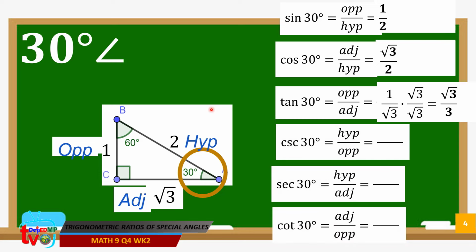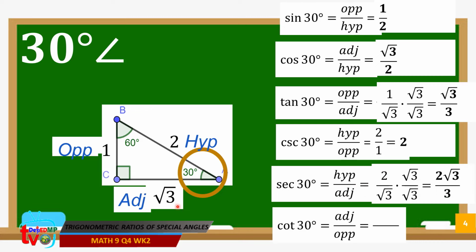Let us start with cosecant 30 degrees. That's hypotenuse over opposite. So 2 over 1 is 2 divided by 1. It is simplified as 2. Next, secant 30 degrees is hypotenuse over adjacent. So we have 2 over square root of 3. However, since we have the radical number in the denominator, let us rationalize the fraction by multiplying both the numerator and the denominator by square root of 3.